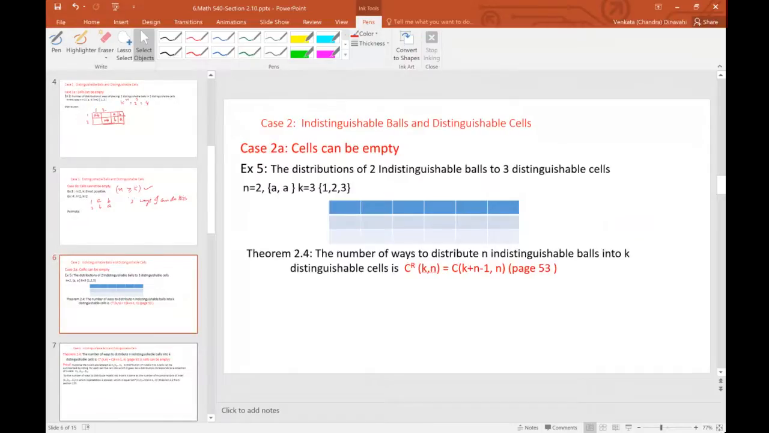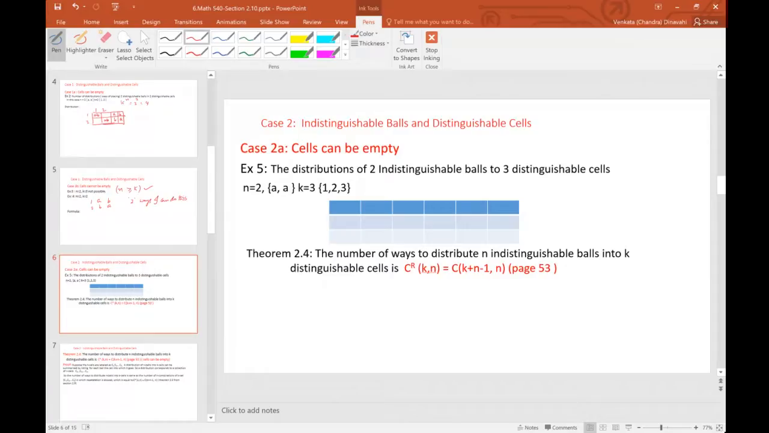Okay guys, if I'm going too quickly, please let me know. Here in this case, indistinguishable balls and distinguishable cells. That means I see no difference between the balls. All the balls are of the same color and size, and the cells are different. Let us look at one example: the number of ways I can put 2 indistinguishable balls into 3 distinguishable cells. I mean, cells are different, and I'm assuming all the balls are the same thing.